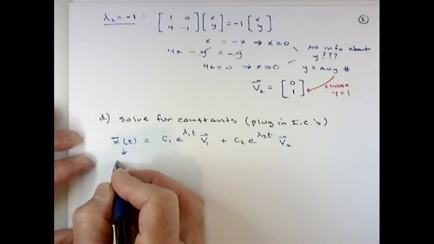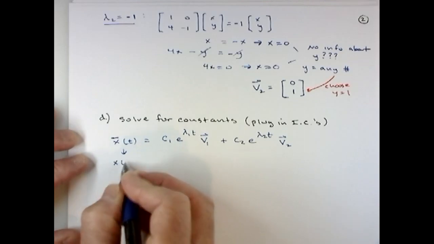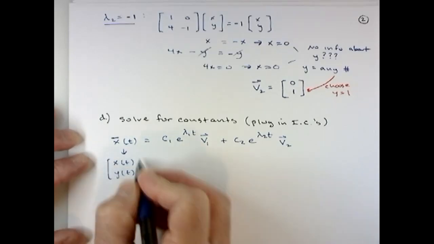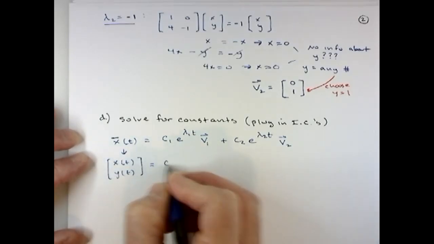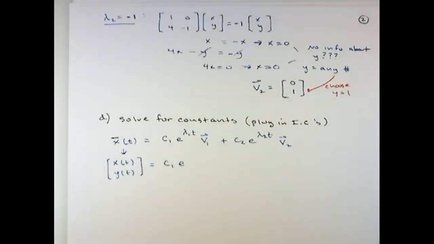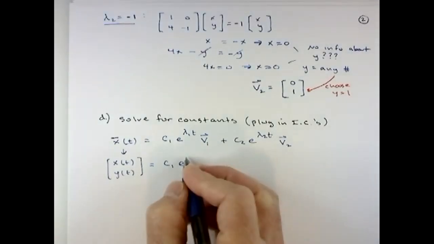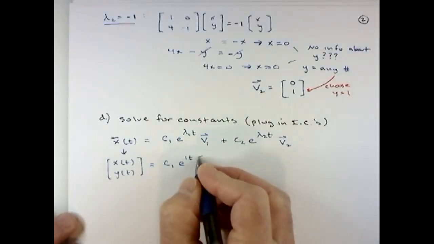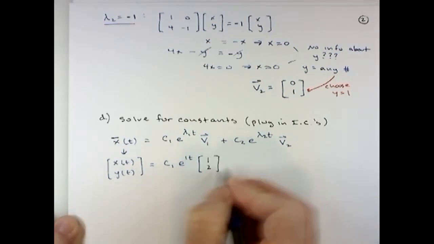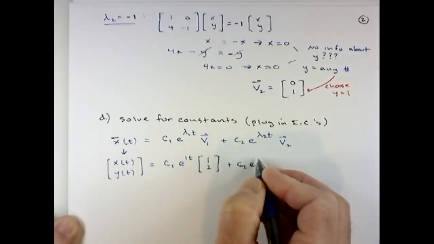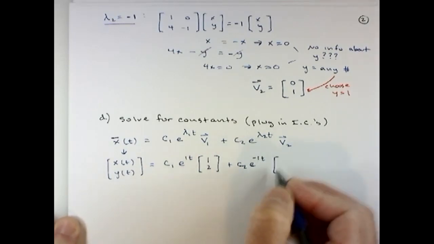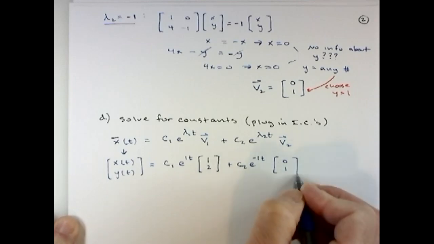This is saying x, which would be a function of t, and y, which is a function of t. So I'm going to put that in a matrix: c1 e to the, I've got to get this information, lambda 1 was 1t, and the vector that went with that one was 1, 2, plus c2 e to the -1t, and that eigenvector we just found was 0, 1.